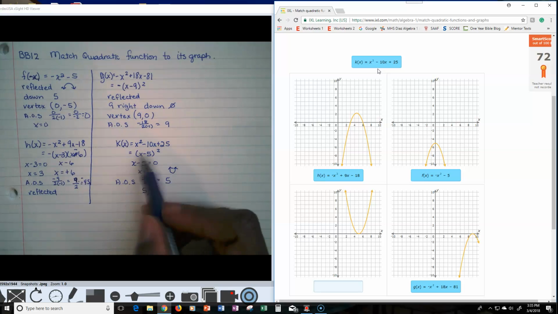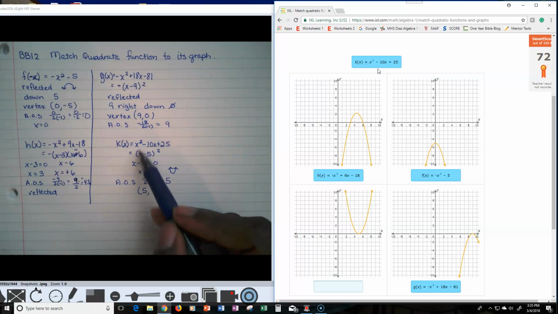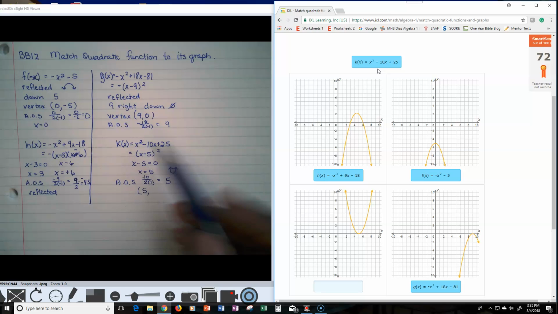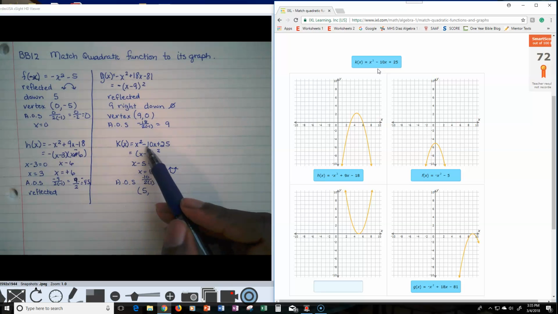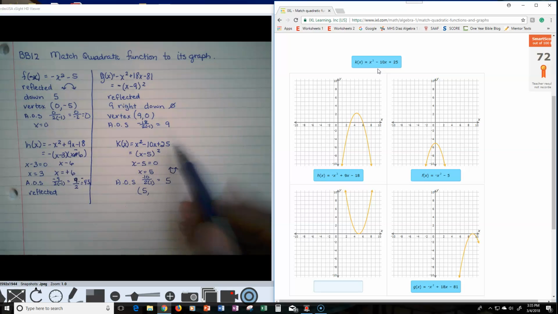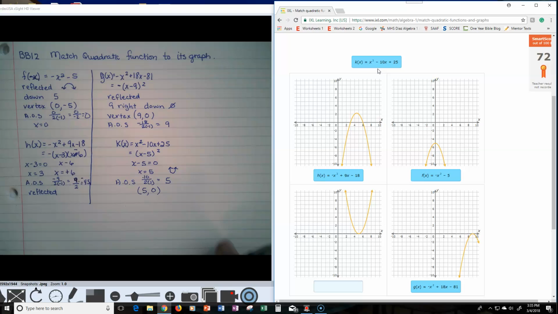And then if we put in 5 for all of this, that's, let's see, 5 squared is 25, minus 10 times 5, which would be 50, that's negative 25. Negative 25 plus 25 is 0. Well, that makes perfect sense now, doesn't it?